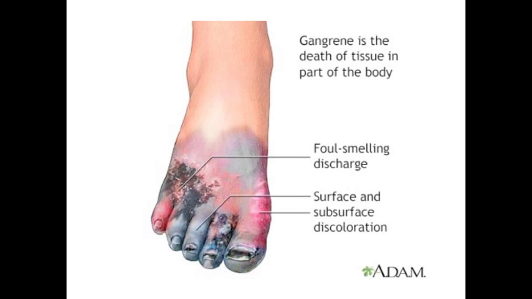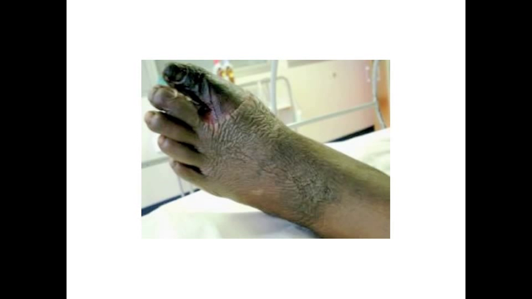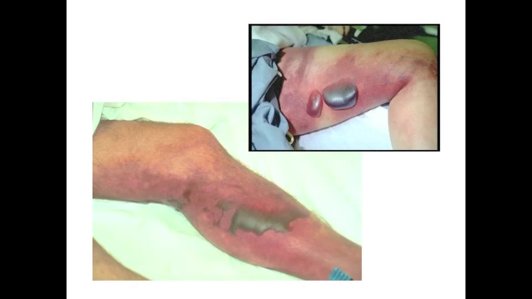So what is gangrene? Basically, this looks like zombie flesh. This is the rotting off. It can either be dry or wet, depending on what causes it. Here's an example of a foot with dry gangrene.